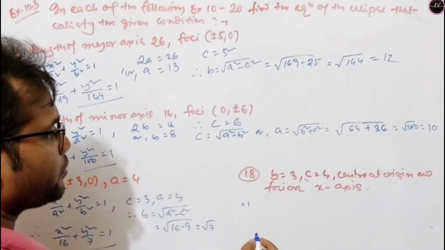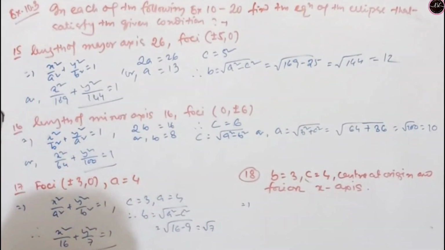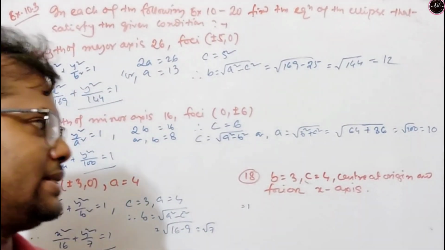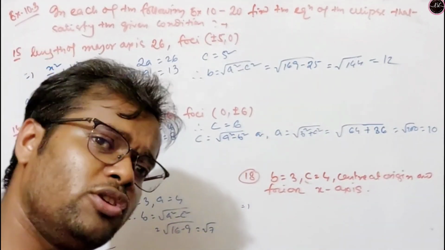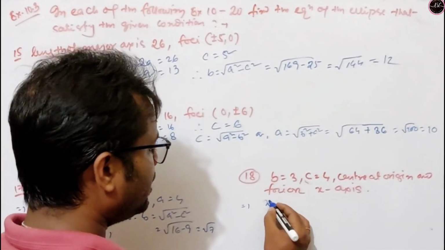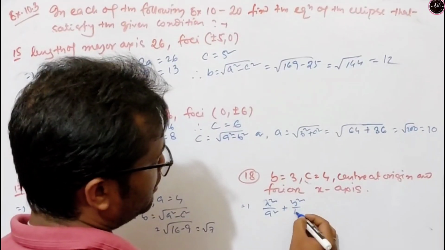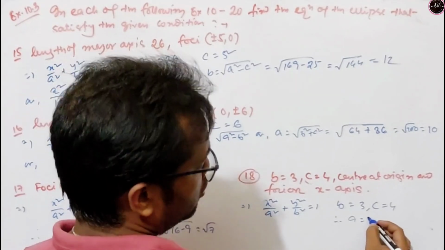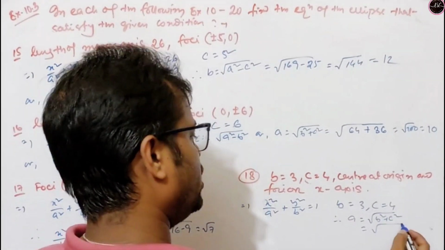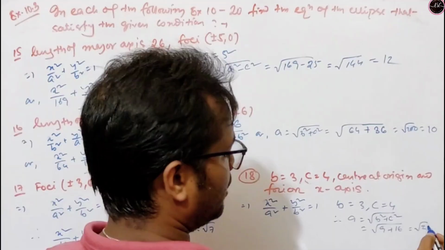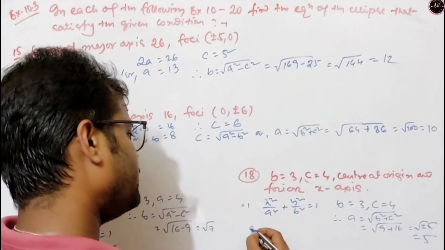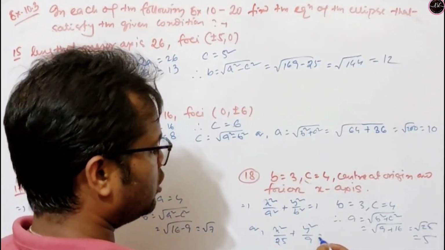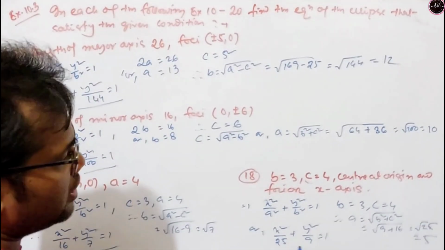And now look at this. b equal to 3, c equal to 4 and center at origin and the foci on the x axis. Okay, foci on the x axis, that means the major axis is the x axis. So the equation must be like that: x square divided by a square plus y square divided by b square equal to 1. Here b equal to 3 and c equal to 4. Therefore a equal to root over b square plus c square. So here we have 9 plus 16, that means root 25, that means 5. Okay, just put here the value of a and b. x square divided by 25 and y square by 9 equal to 1. Okay, clear? That is the required equation.